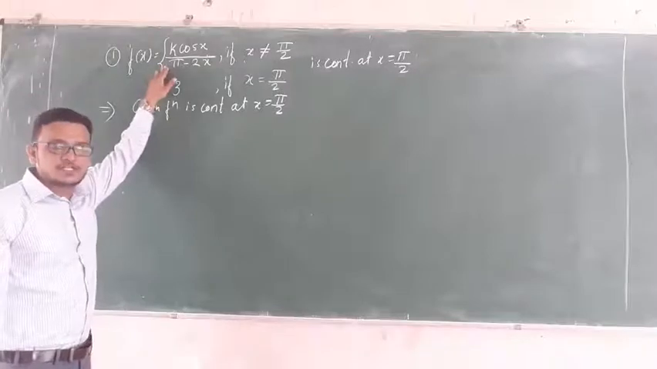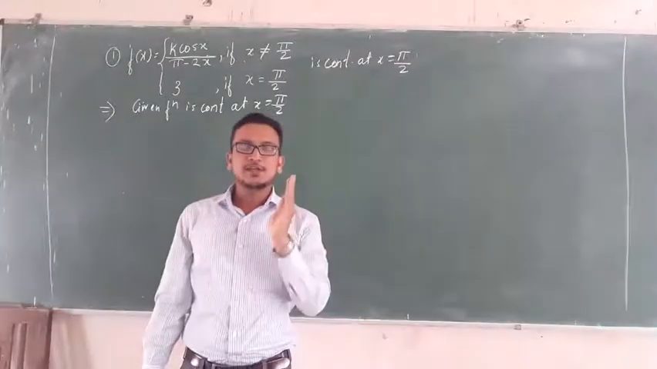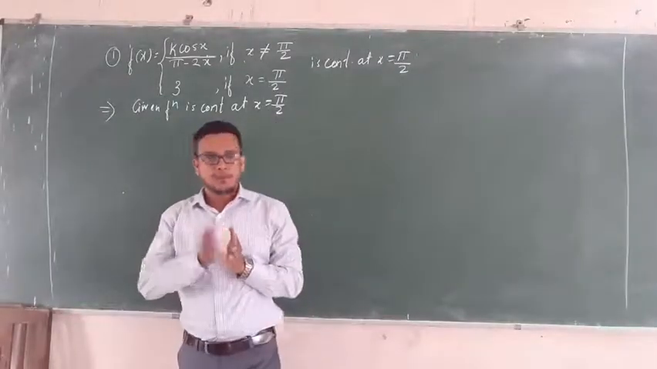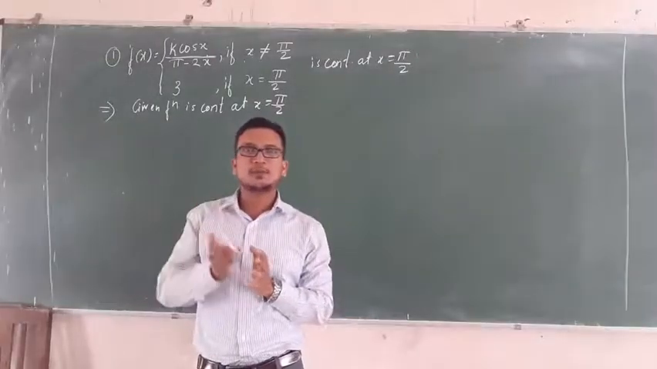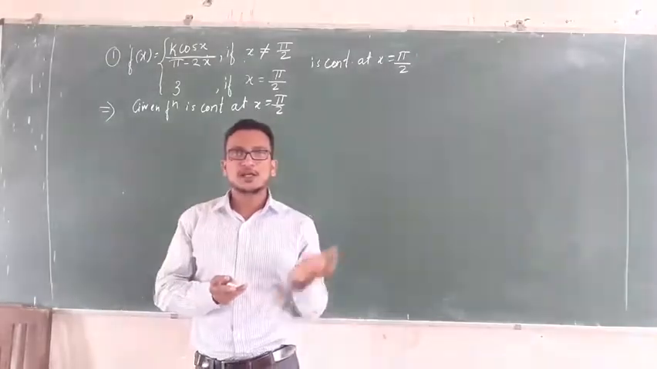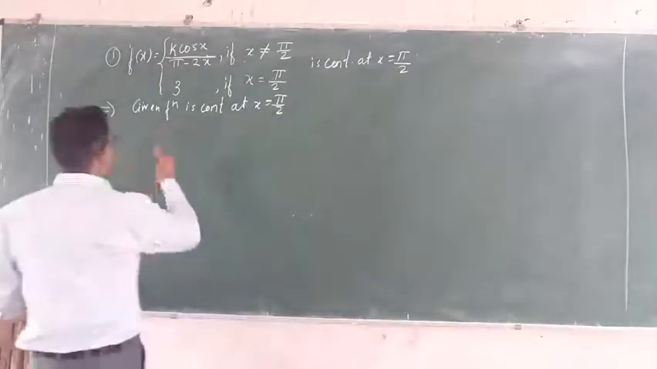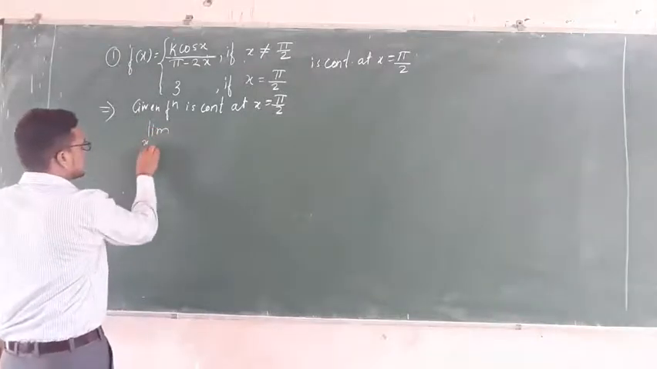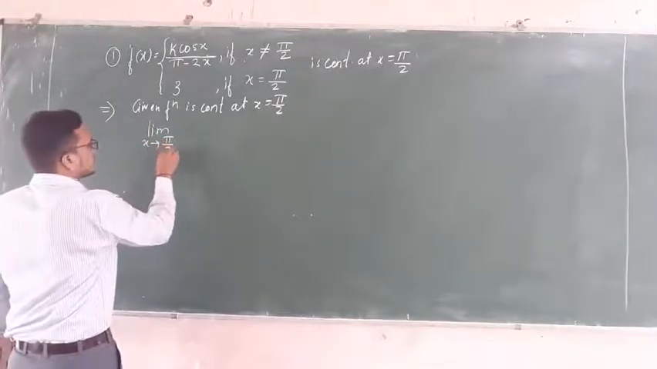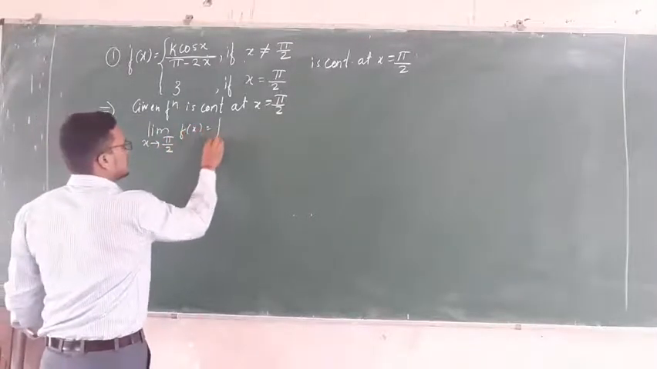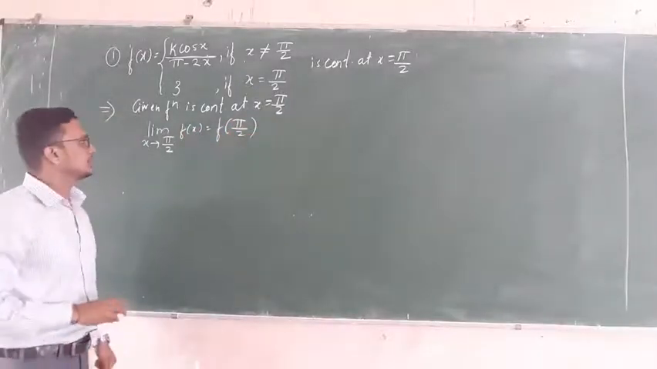as per the first definition, if limit x tends to c, f of x is equal to f of c, if both the parts are equal, then the function is continuous. Now already this function is continuous, so you just have to note down that definition. What is the definition? Limit x tends to c, but what is c here? Pi by 2. f of x is equal to f of pi by 2, because the c value is pi by 2 here.